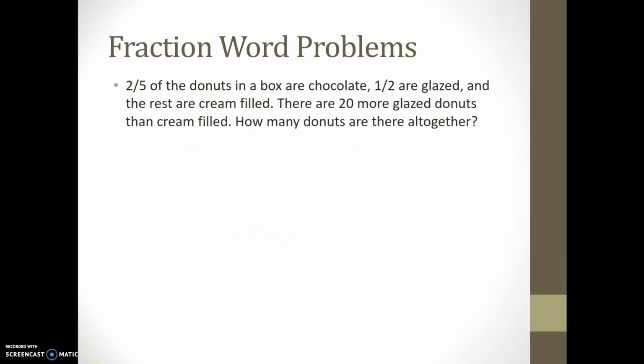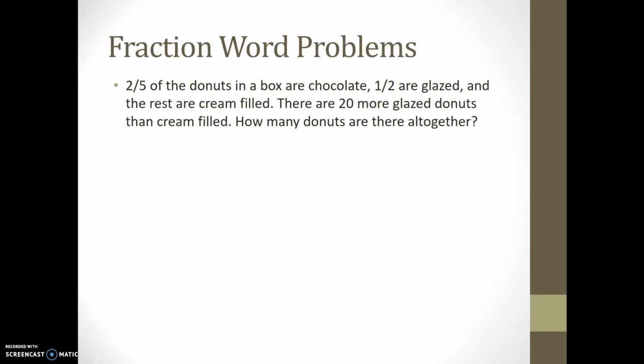All right, I'm just going to demo one more problem here on the video. So go ahead and skip in your notes to number 5. And it says that 2/5 of the donuts in a box are chocolate, 1/2 are glazed, and the rest are cream-filled. There are 20 more glazed donuts than cream-filled. How many donuts are there altogether? Whoa, this is a really busy problem, okay? We're going to need to break this down.